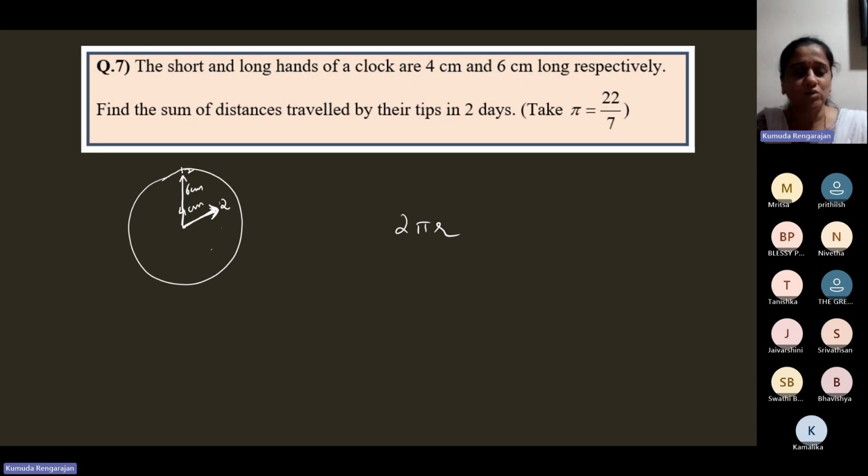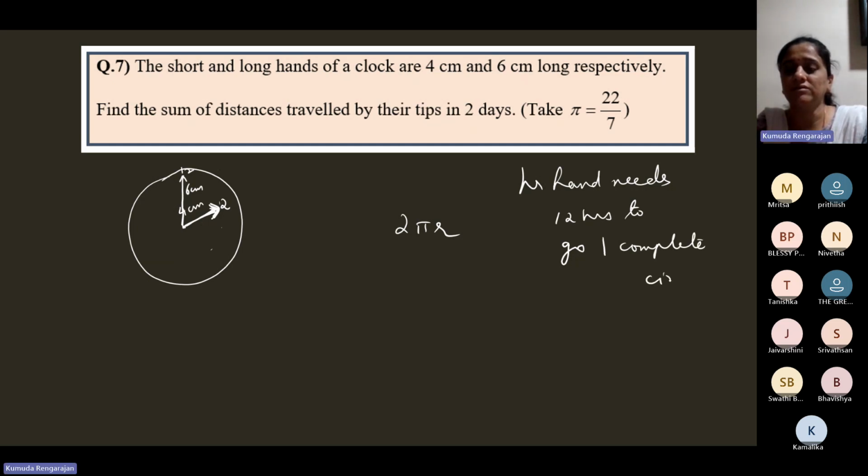So see here, it's at 2, the hour hand. So it needs 12 hours to make one circle. Hour hand needs 12 hours to go one complete circle. That means the tip of the hour hand travels 2 pi r in 12 hours. In 2 days, how many 12 hours? 4 twelve-hour periods. So 4 into 2 pi r is the distance traveled by the tip of the hour hand in 2 days.